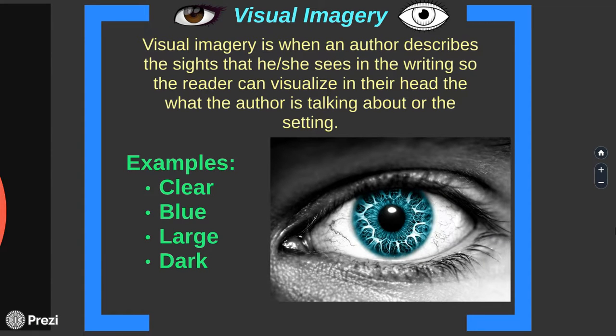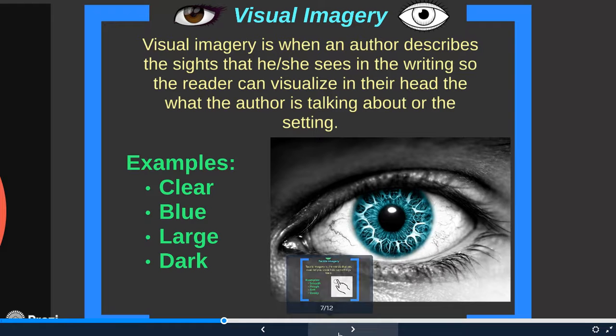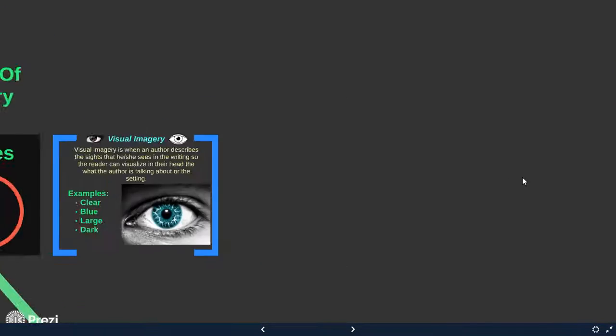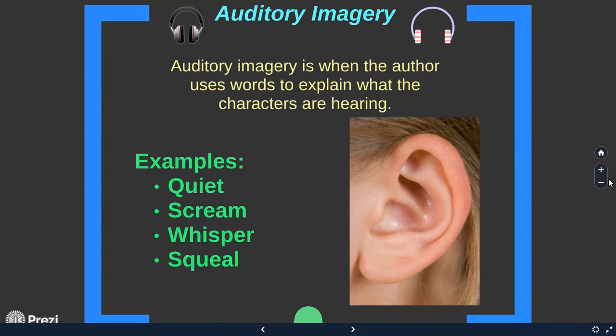So visual imagery is when an author describes the sights that they see, so it helps you visualize pretty much the setting and what is around you. So clear and blue or large and dark. If I said someone's eyes were as blue as the sky, then you imagine someone's eyes as blue. Or if I said that the bacon was as red or as orange or as pretty as a flower, then you'll be like, oh, that bacon looks really good, strangely.